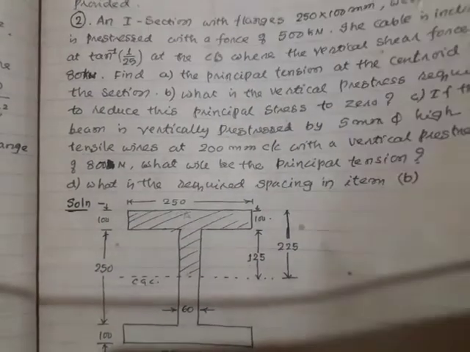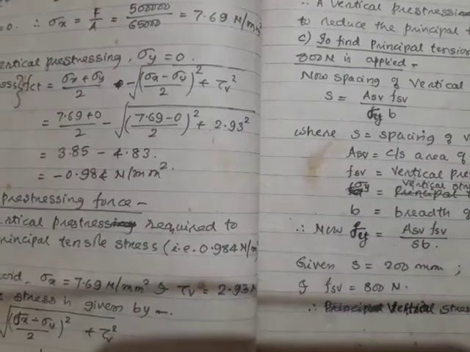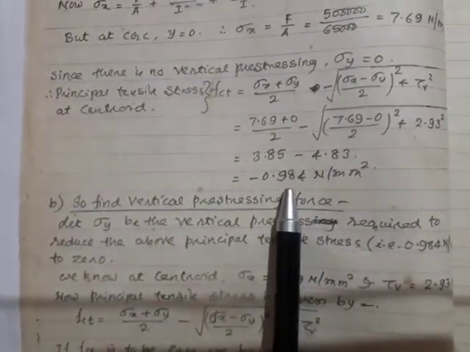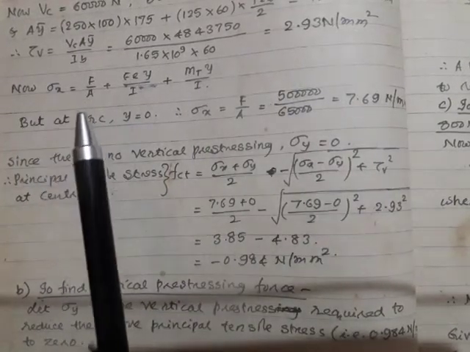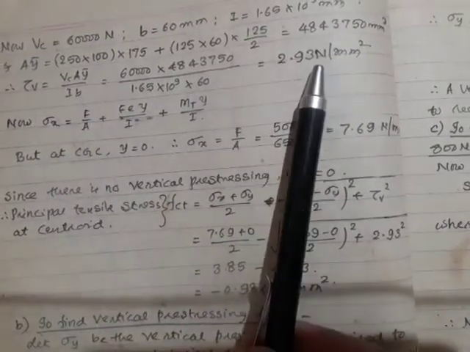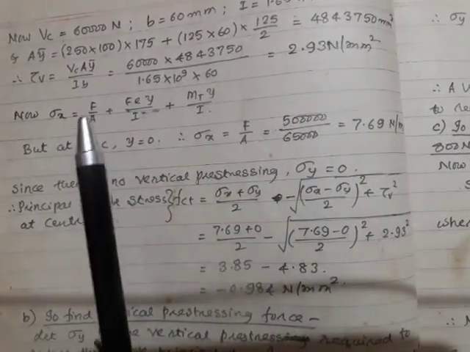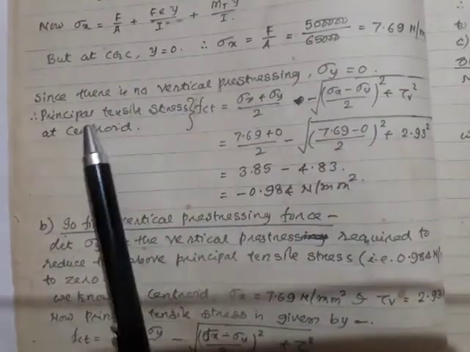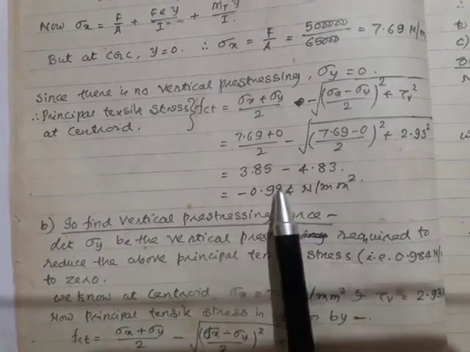Okay. So now see now, in the last part, what we did was, please try to understand, principal tensile stress at CGC is minus 0.984. So now you calculated your sigma x, and tau v you have calculated, and since vertical pressure is absent, sigma y is equal to 0. So by using all this data, you have calculated your principal tensile stress. It was so much.